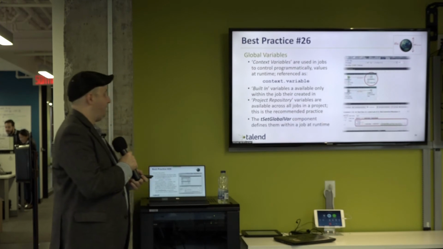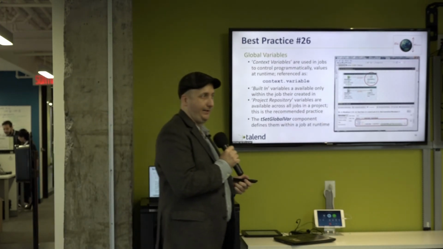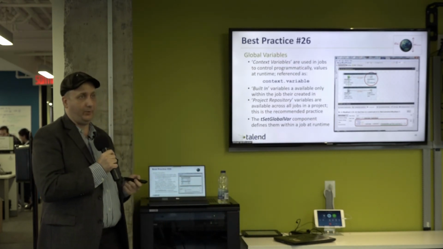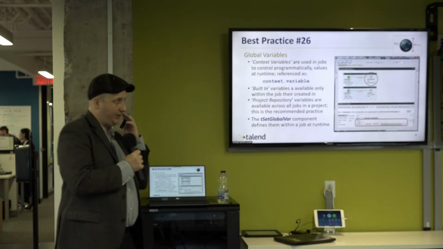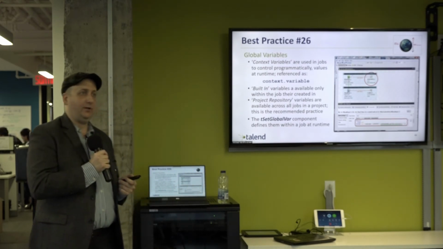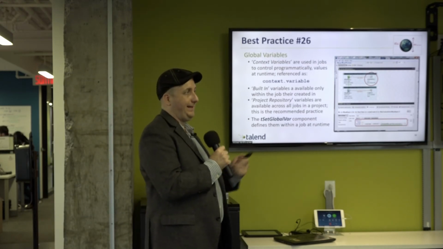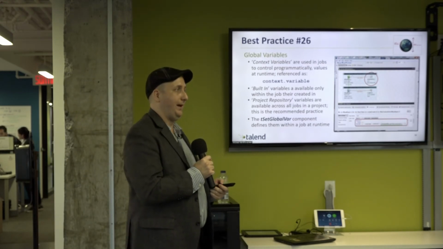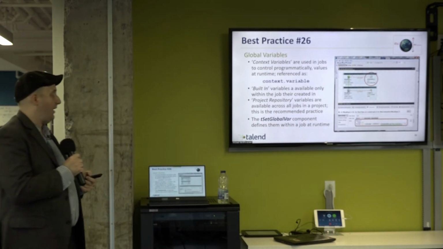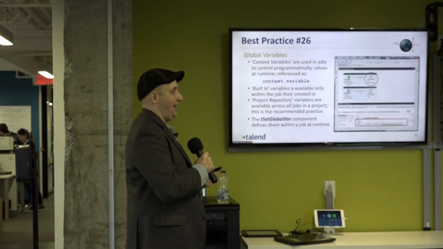All right, number 26 is just about understanding the different types of global variables that we have in Talend. So we do have context variables, which you're probably aware of. You think of these as kind of like parameters going into your job. It could be connection parameters, username, password, it could be table names even, or schema names, or what have you. Generally you think of them as parameters. But we do have other global variables as well.